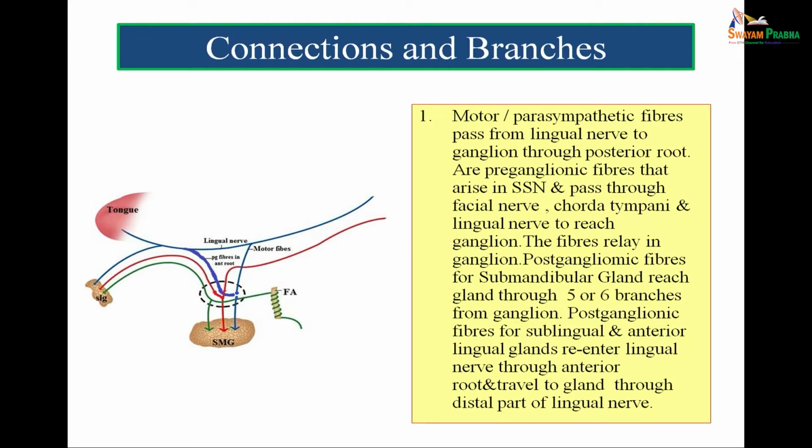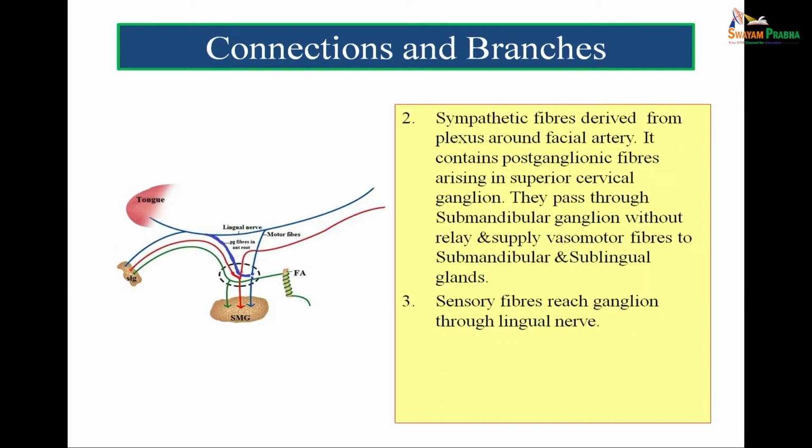So, the lingual nerve is the topographical relation to the submandibular ganglion, while functionally the submandibular ganglion is related to the chorda tympani branch of the facial nerve. The sympathetic fibers one can make out in green. I told you earlier also, they are derived from the plexus around the facial artery. It contains postganglionic fibers arising in the superior cervical sympathetic ganglion.